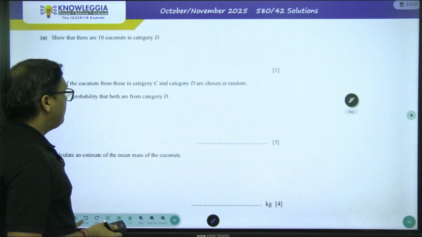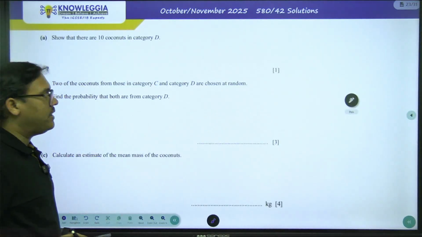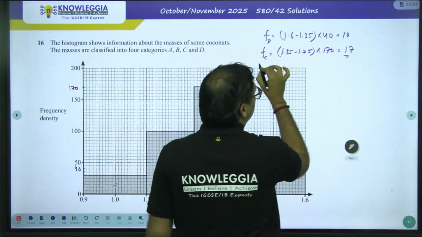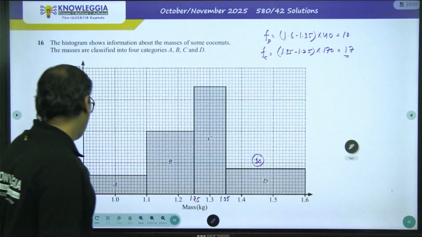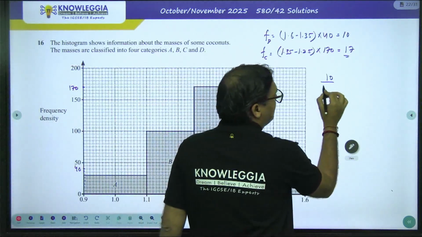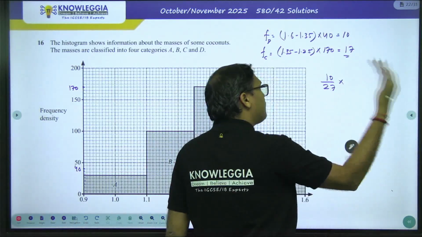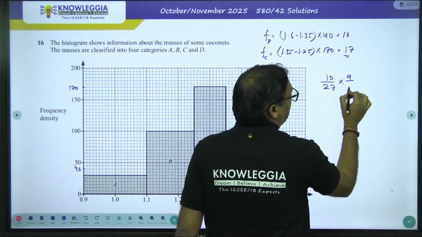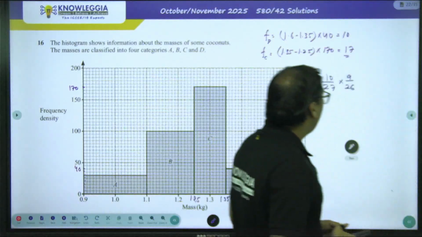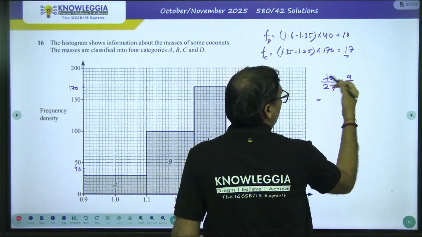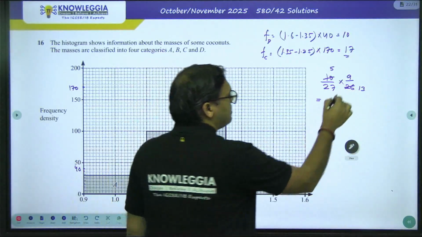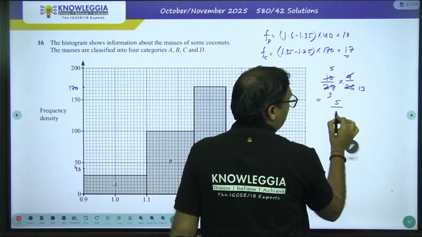Now the question is, find the probability that both are in category D. So total how many are there? 27. The first one is from category D. What is the probability? This is 10 by 27, and the second is also from category D, so this is 9 by 26. You can cancel the common factors: 2, 5, and 13, and also 3. This is 5 by 39.